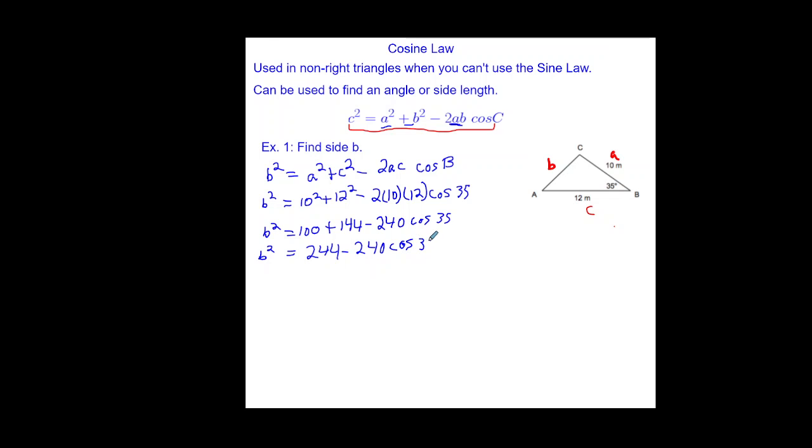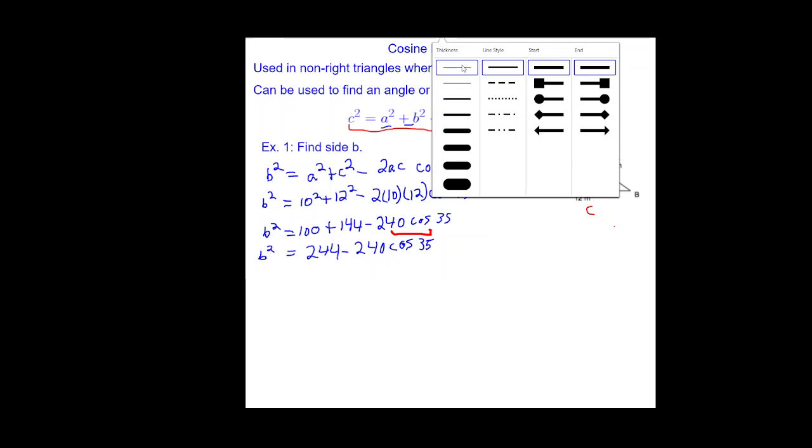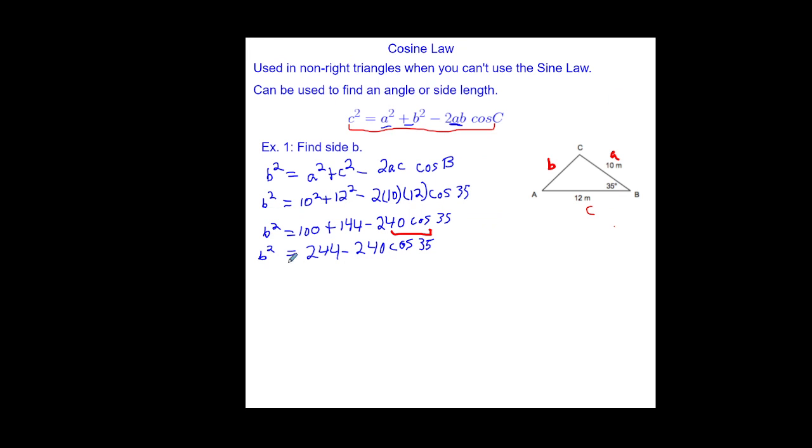Now, some of you might be wondering, why didn't I subtract the 240 from that 244? If you're really keeping an eye on what's going on here, hopefully you've realized that there's no sign between the 240 and the cos 35. That's understood to be multiplication, and that multiplication needs to happen before the subtraction happens. So order of operations is important. It's very tempting and very common to just say, hey, let's subtract that 244 and that 240. But again, ignore that because we need to do this part first.